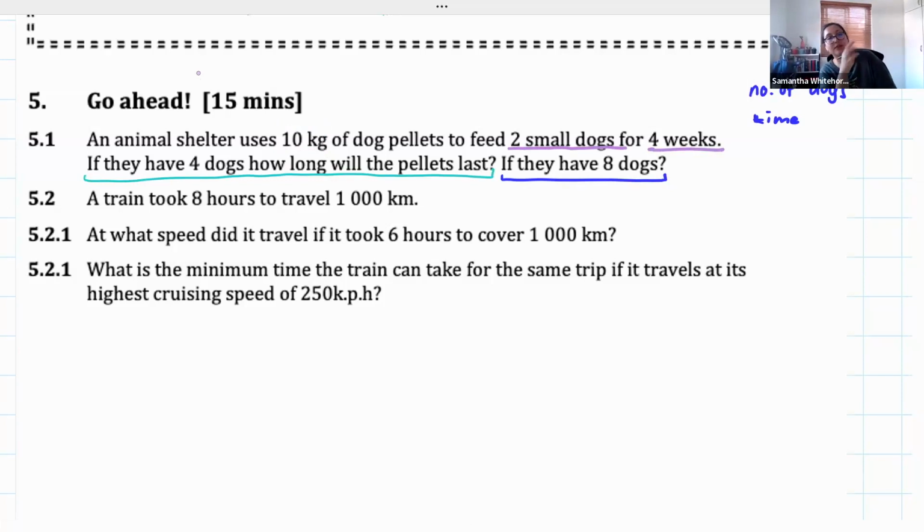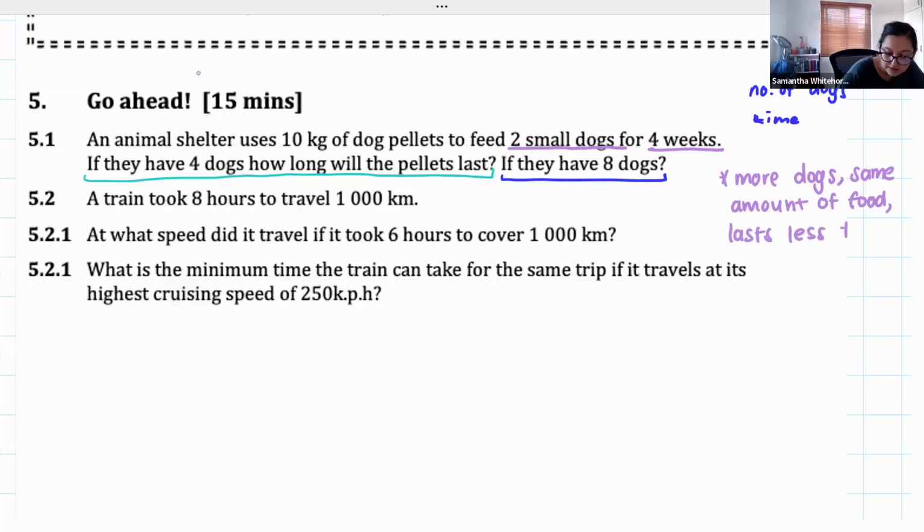Okay, so again, with these questions, think about it logically. If you had more dogs with the same amount of food, it's going to last less time. Okay, so more dogs, same amount of food, lasts less time. And this is, I think, probably the most useful, or one of the more useful skills when it comes to these questions. Think about it logically.